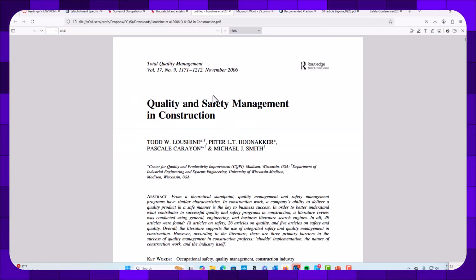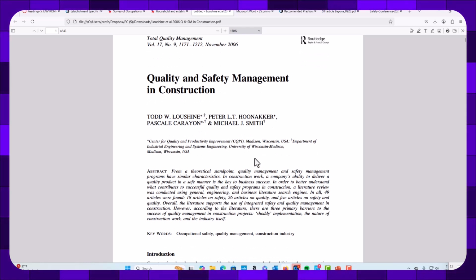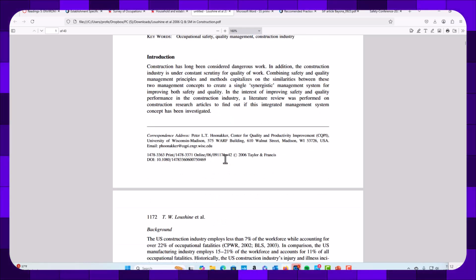Five and three-quarter minutes in. So this is one of my most popular, most downloaded and cited papers. Unfortunately, it was my first one. This was when I was in grad school working for the Center for Quality Productivity Improvement, CQPI. What I was asked to do was an extensive literature review, analyzing how quality and safety are defined, and how quality management and safety management are defined, and how that might fit into the basic construct of construction work.